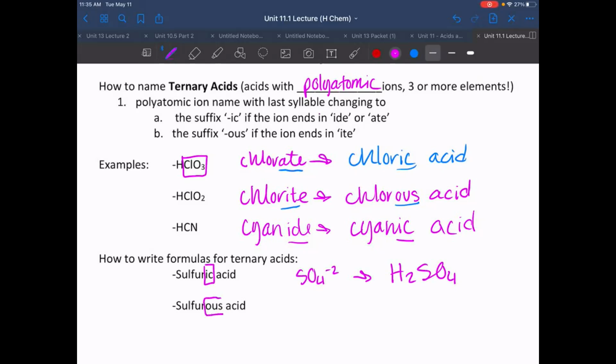Versus when we have the ending ous, that's going to be ite. So sulfite you'd find on the table E here as SO3 2 minus, still adding a hydrogen for your charge. These would be the formulas for both of those acids. Any questions here?